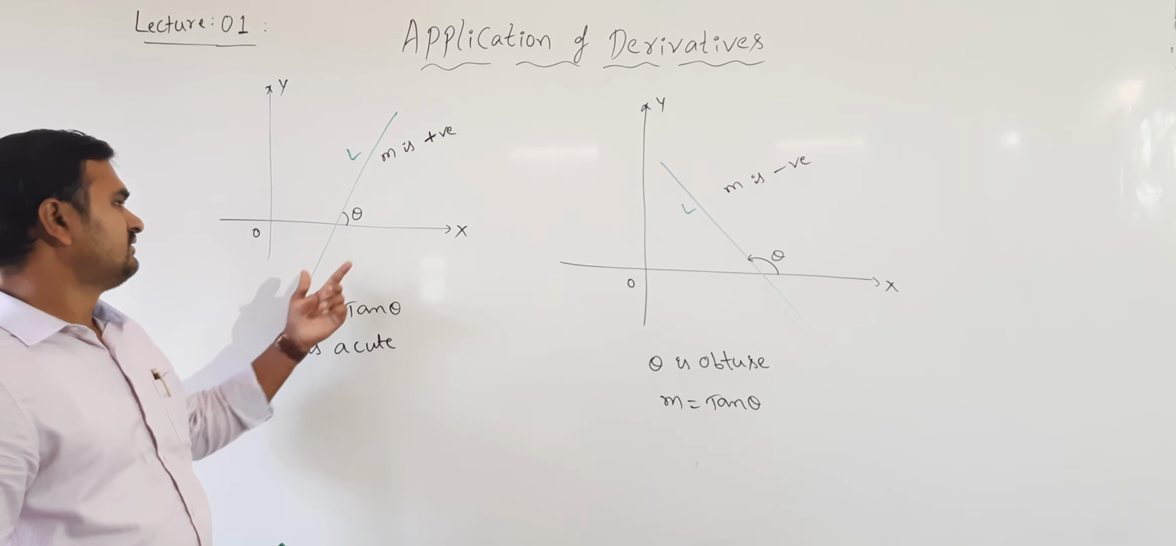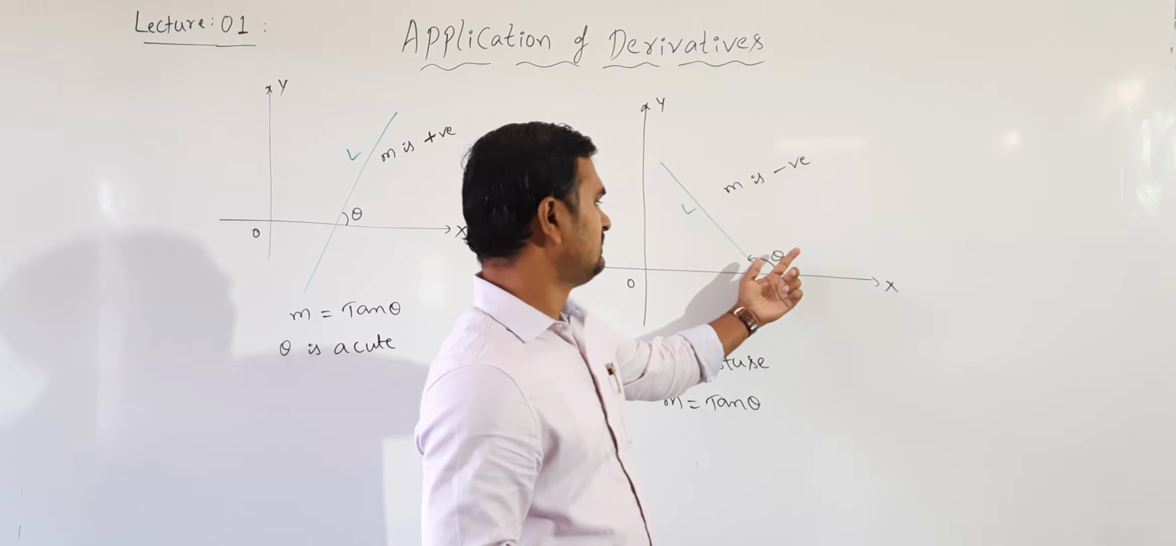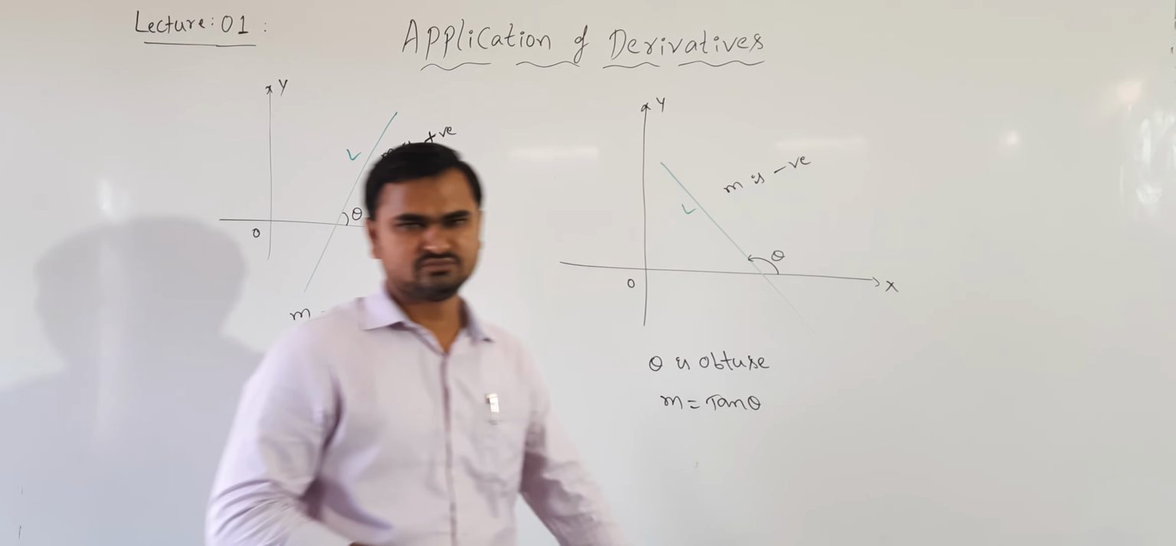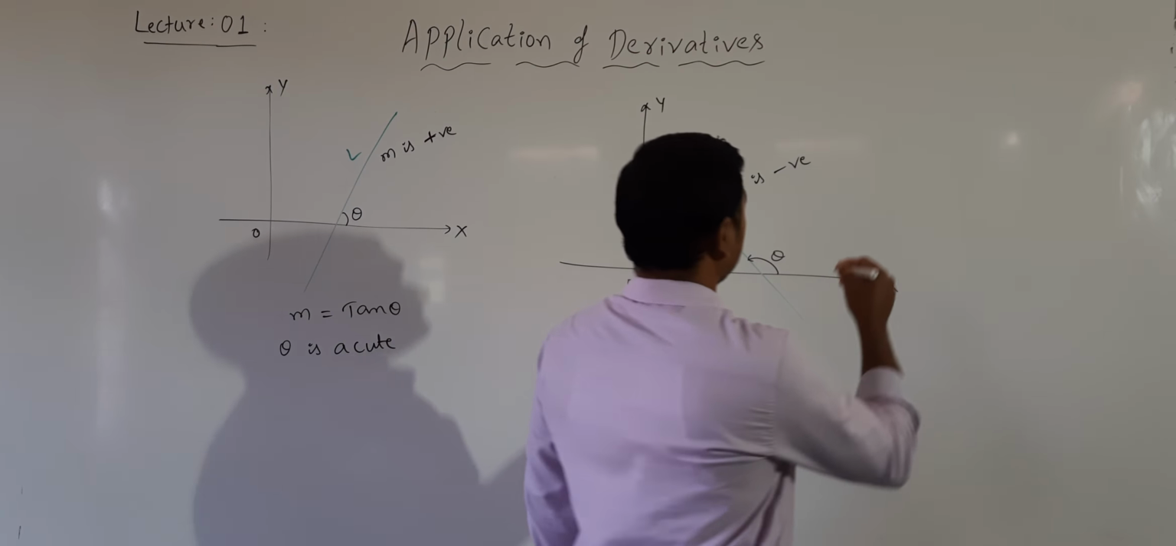So based on the sign of the slope, we can say how the line is. Slope positive, we can say theta is acute. Slope is negative, we can say theta is obtuse. Okay.